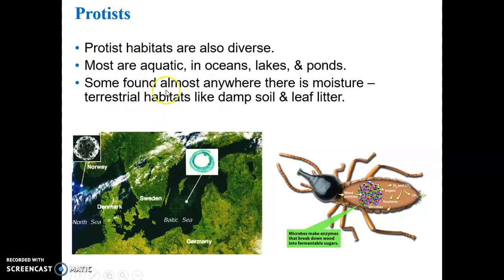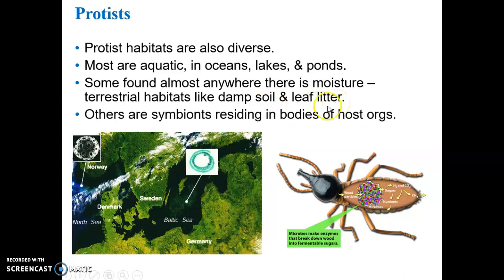Some can be found almost anywhere where there's moisture, like in damp soil or leaf litter in terrestrial habitats. And then some live within hosts of organisms in a symbiotic relationship. So a symbiont is usually a protist or a bacterium that will live inside a host organism, and a symbiosis again is a close association, and usually it's beneficial to both organisms.